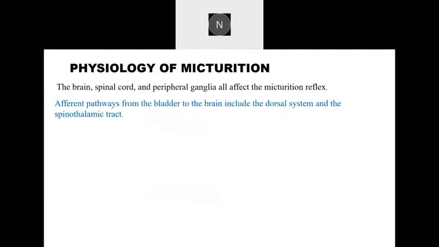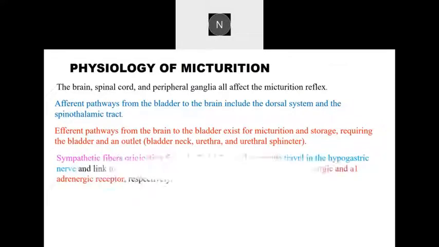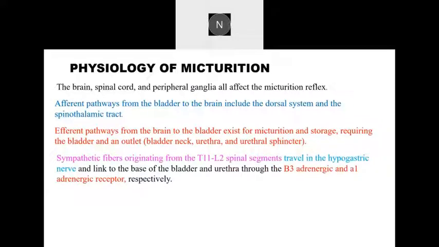Now, coming to the physiology of micturition, as I told you, the brain, spinal cord, and peripheral ganglia all affect the micturition reflex. Afferent pathways from the bladder to the brain include the dorsal system and the spinothalamic tract. So, the control goes up to that. Different pathways from the brain to the bladder exist for neural control and storage, requiring a bladder outlet, which is in the form of the bladder neck, etc. The sympathetic fibers arising from T11 to L2 travel in the hypogastric nerve. They link to the base of the bladder and urethra.